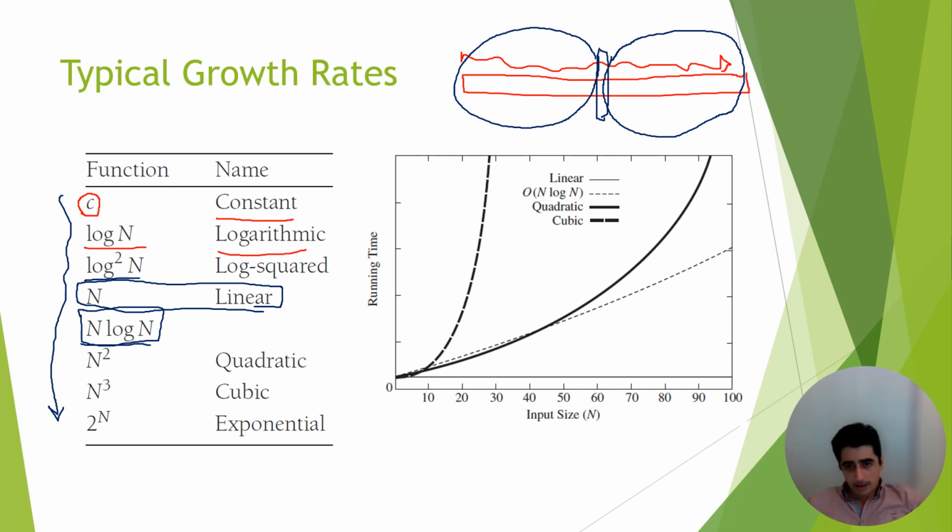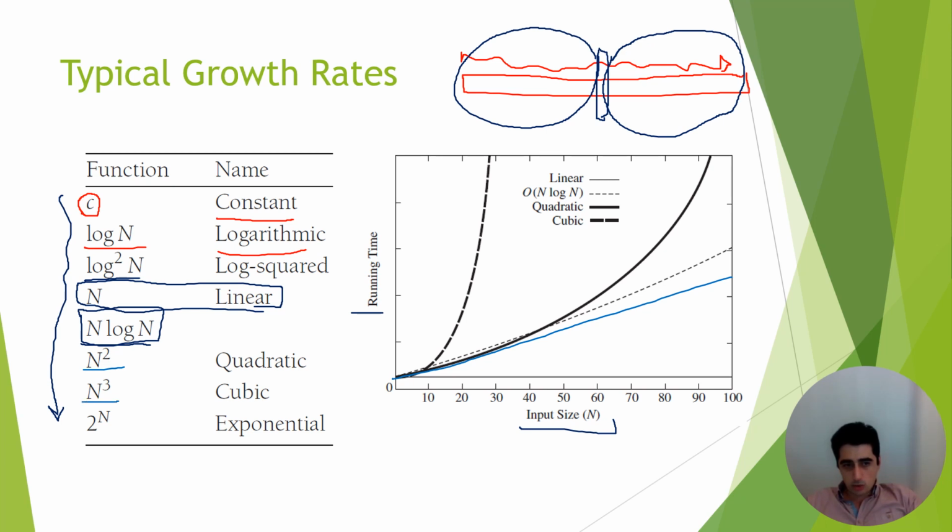Here in this plot, you can see the running time versus input size. The x-axis is the input size, and the y-axis is the running time. This dashed curve is n log n. As you see, it's very similar to the linear, but it's a little bit faster growing than linear. If I want to draw n here, it looks like this. So as you see, n and n log n are very similar. n log n is a little bit faster growing.